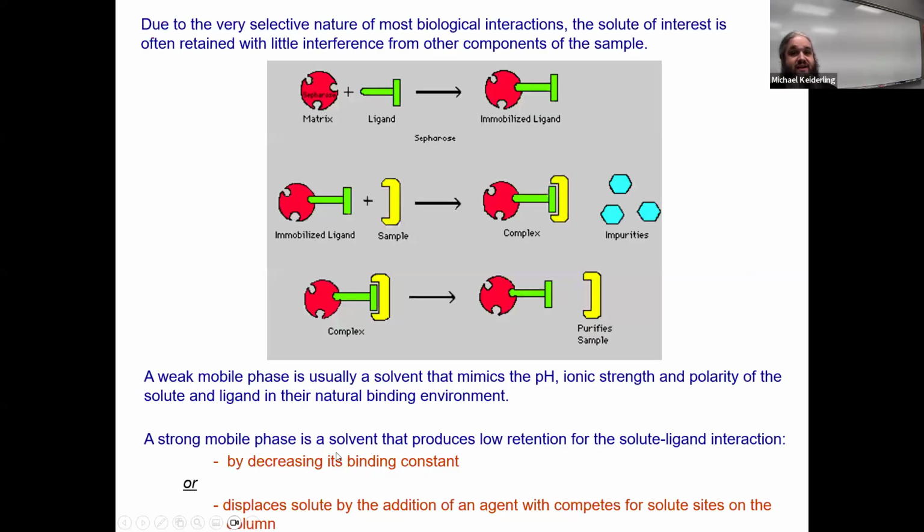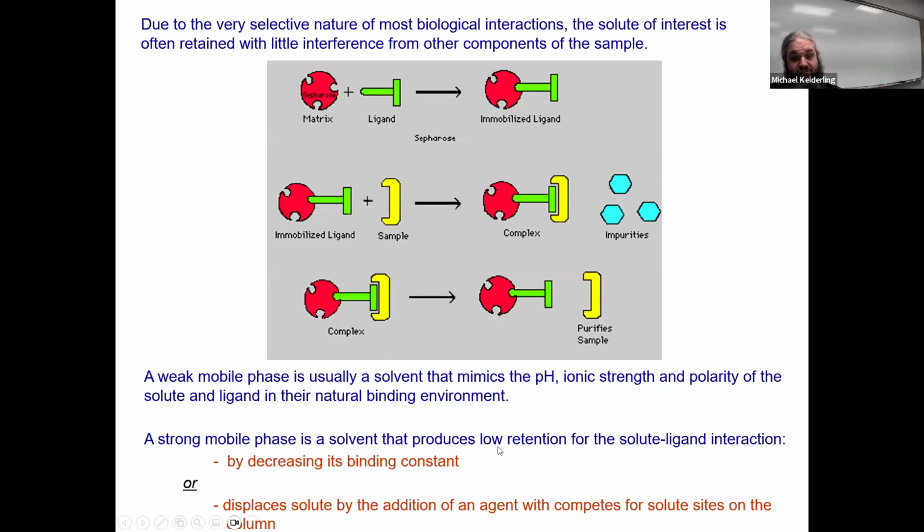And due to the very selective nature of biological interactions, the solute of interest is often retained with very little interference from other compounds in the sample. So it's very good for purifying out a particular thing. And a weak mobile phase is usually a solvent that mimics the pH, ionic strength, and polarity of the solute and ligand in their natural binding environment.